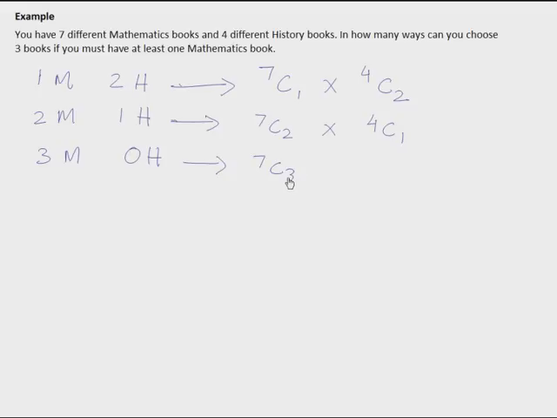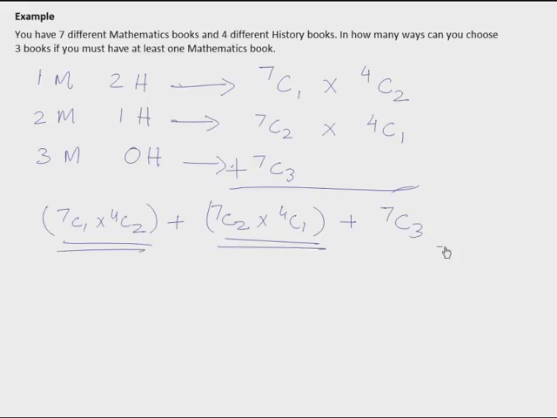What do I do with these 3 answers? Well, these are 3 separate scenarios. It could either be 1 math and 2 history, or it could be 2 math and 1 history, or it could be 3 math. So I add all 3 of these answers to get my final answer, which is 7C1 into 4C2 plus 7C2 into 4C1 plus 7C3. It's important to break it up into cases, then each of these sub-cases makes sense. We have built up on our previous problems to be able to solve this problem.